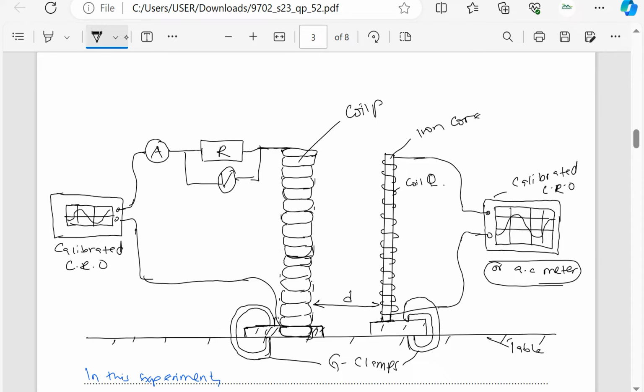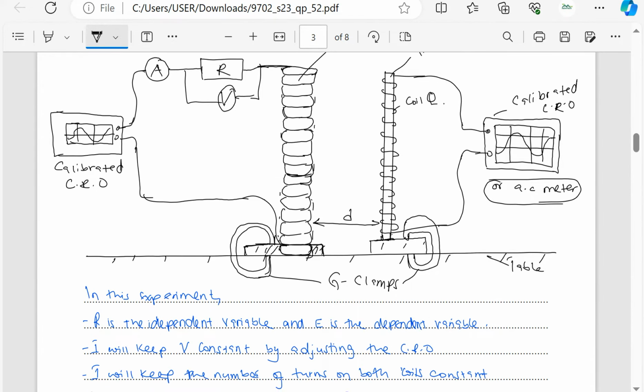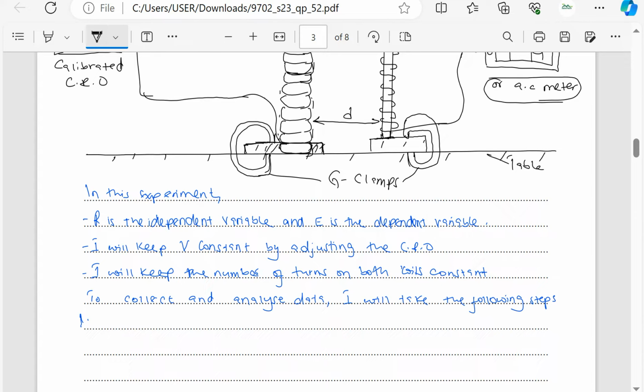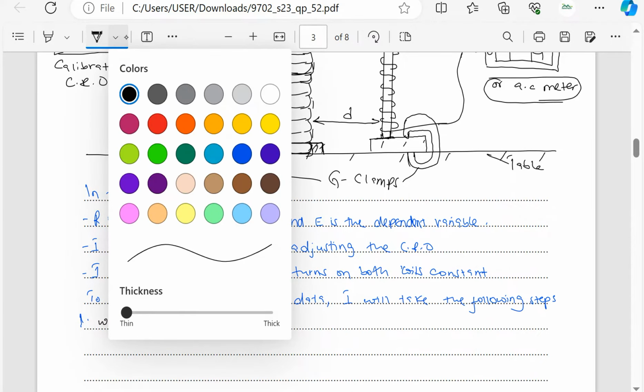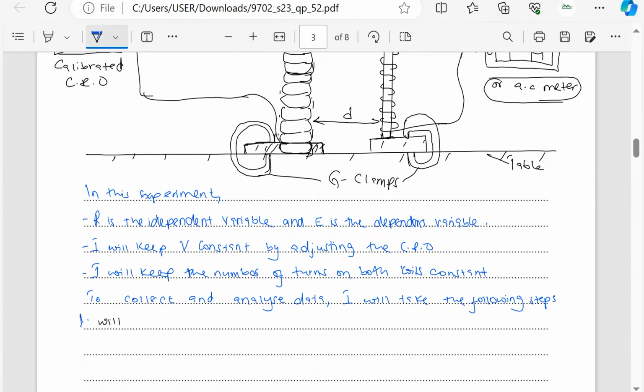So it means now writing becomes very easy. So I will build the experimental setup. Let me change to blue. So I will build the experimental setup as shown above.